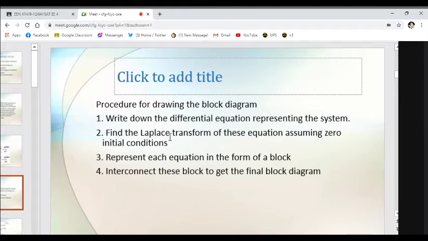Write down the differential equation representing the system. We are doing that already. Then, find the Laplace transform, assuming the initial conditions are 0. Then, represent each equation in the form of a block. Then, interconnect these blocks to get the final block diagram. So that's how you draw the block diagram of the system.